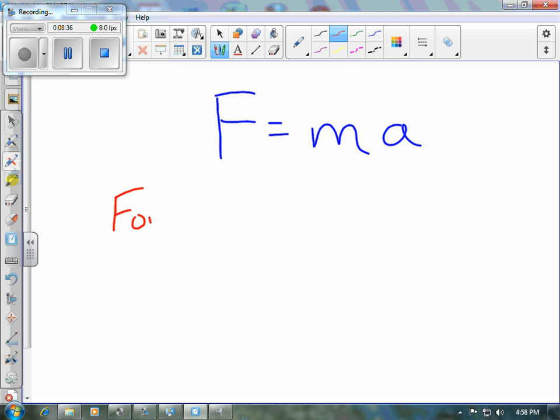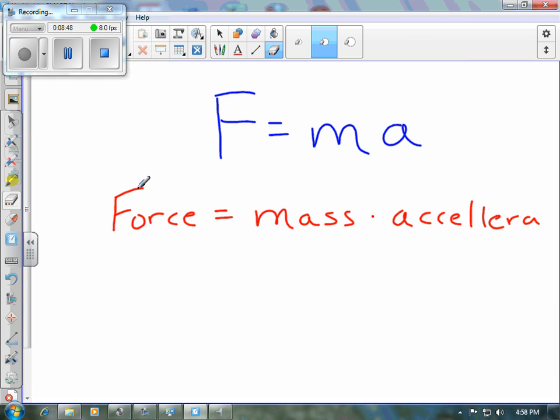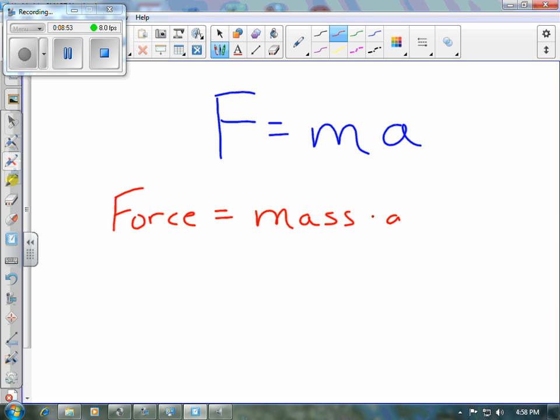Force equals mass times acceleration. I didn't spell that right. I can't spell up close. Is that right? Okay. All right. Force equals mass times acceleration.